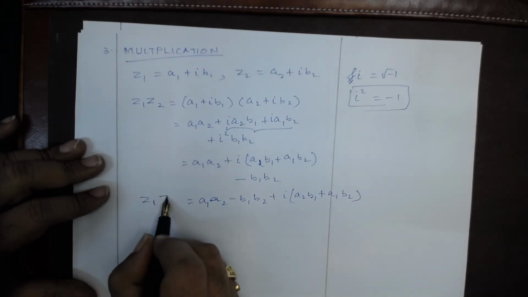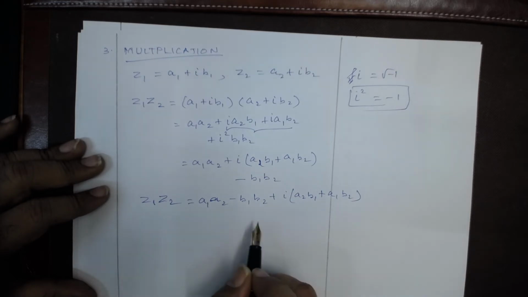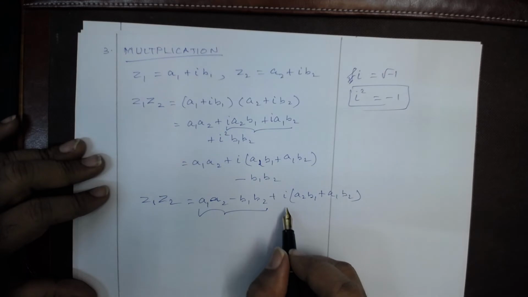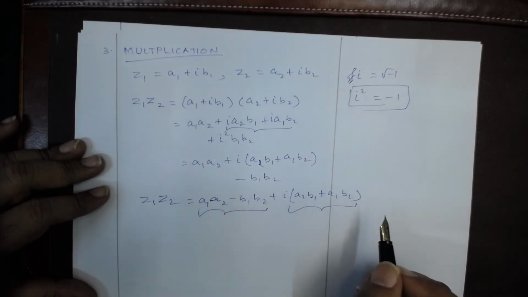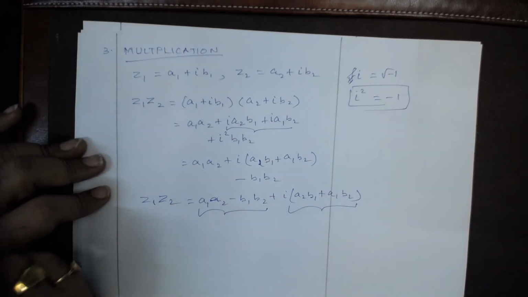So this is Z1 Z2. And which is the real part? A1 A2 minus B1 B2 is the real part. And the imaginary part will be A2 B1 plus A1 B2. Okay, please make a note of it.